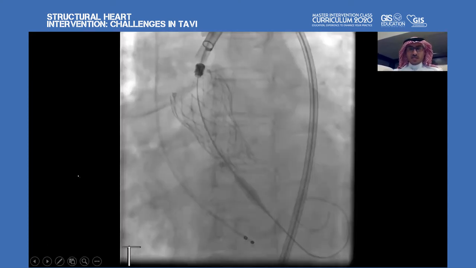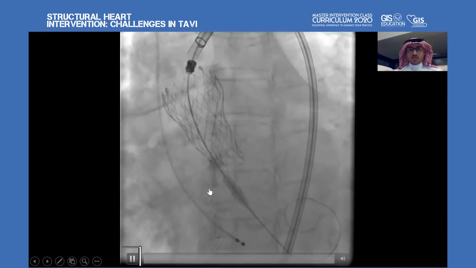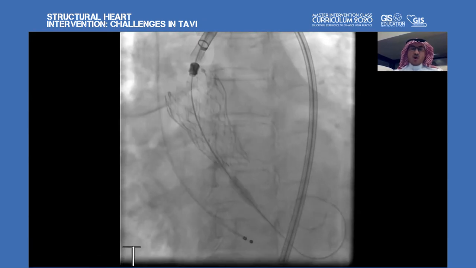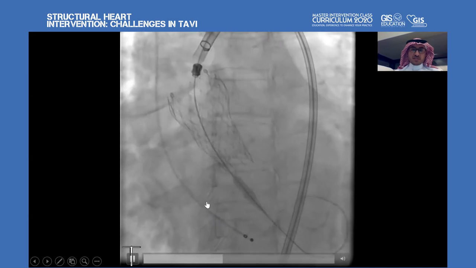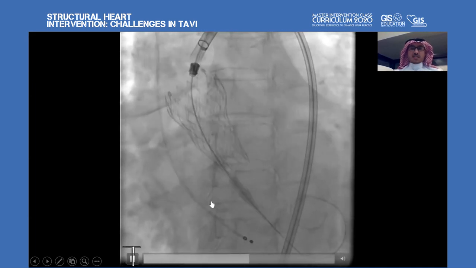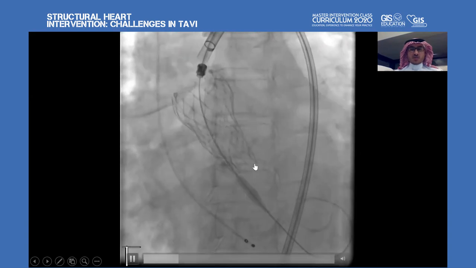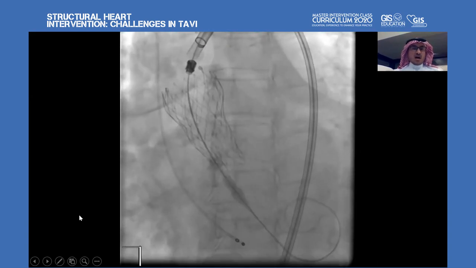We released the valve, and you can clearly see that the valve is constrained by the leaflet. And we thought here, just looking at this, that the radial force exerted by the valve was not enough to crack the calcium, or not enough to split the leaflets. Definitely went up a bit from this side, but not by much, and it was still below the annulus at this point.